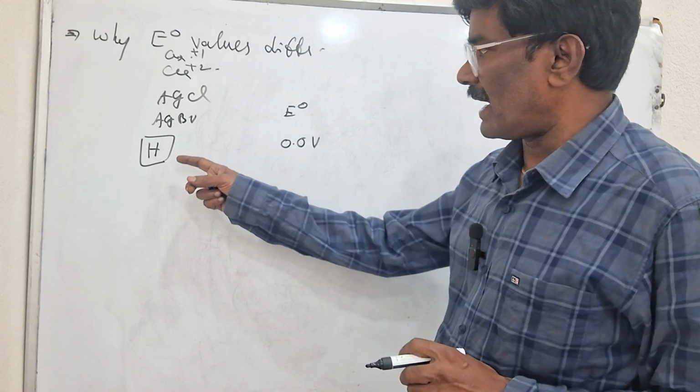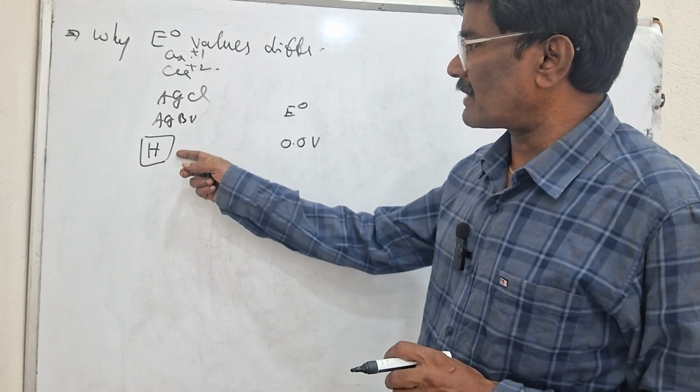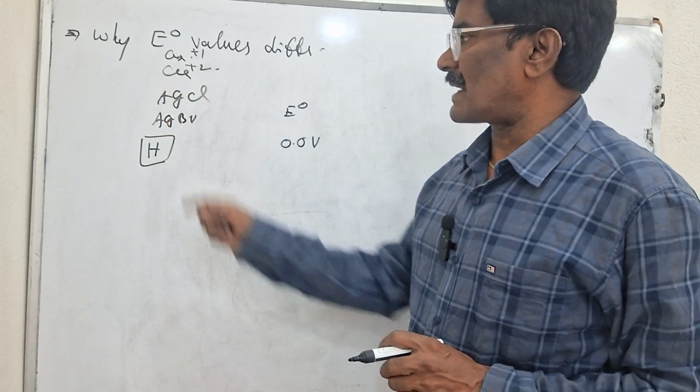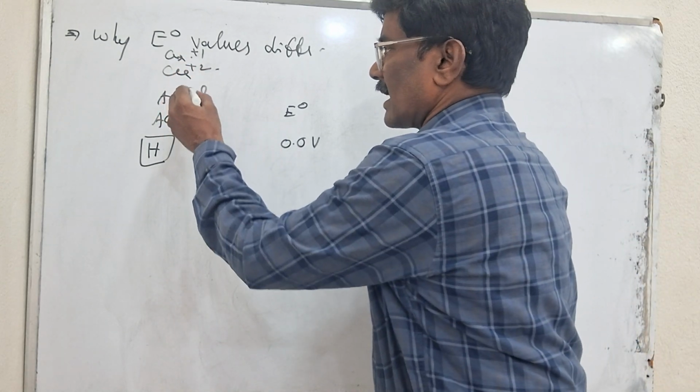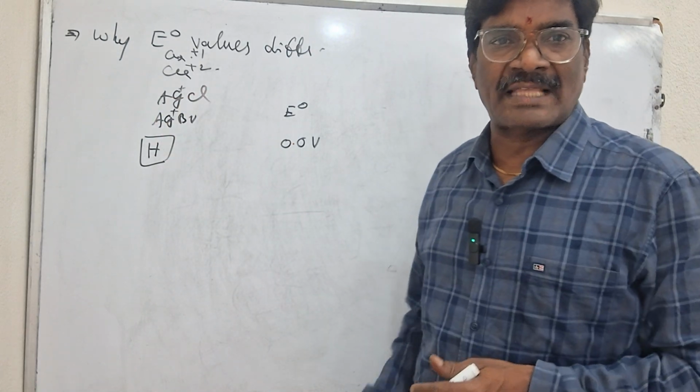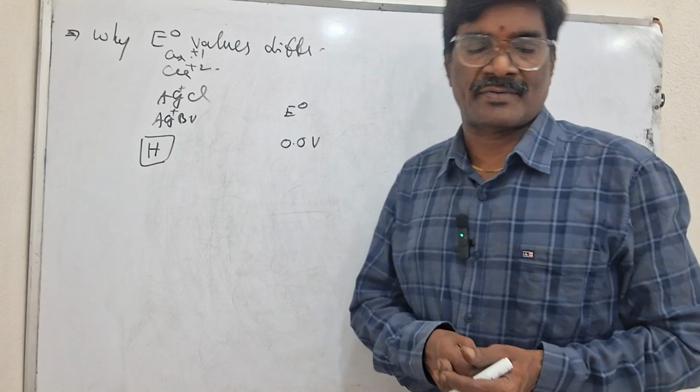What is the reason? Positive values. It means when compared with hydrogen, the copper ions and Ag plus ions have positive values. They are ready to take electrons, we know.